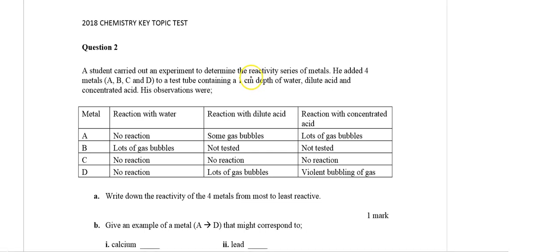We're looking at the reactivity series of metals. So the reactivity series of metals is where we have metals and we can order them. Metals are ordered based on their reactivity.